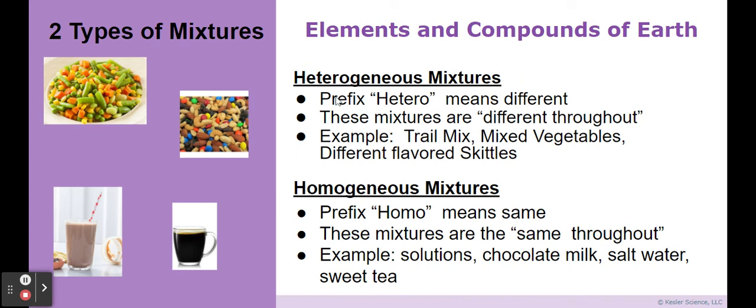But for right now, you need to know what's the difference between a heterogeneous mixture and a homogeneous mixture, and what are some examples?